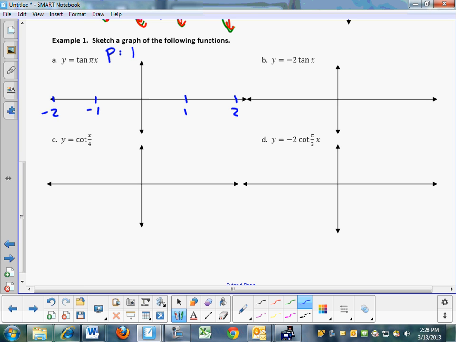Watch. Okay. Does everybody know how I got these markings, though? Now I move on, and is tangent equal to 0 at these spots, or is it undefined at those spots? 0, so I put dots there.